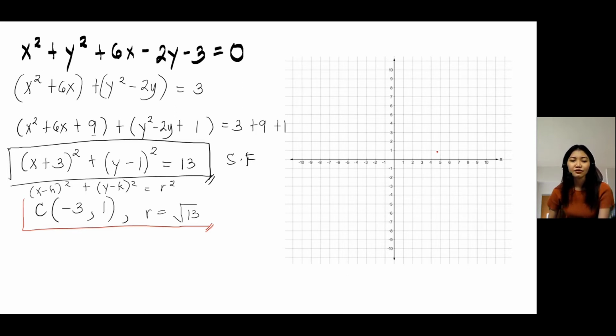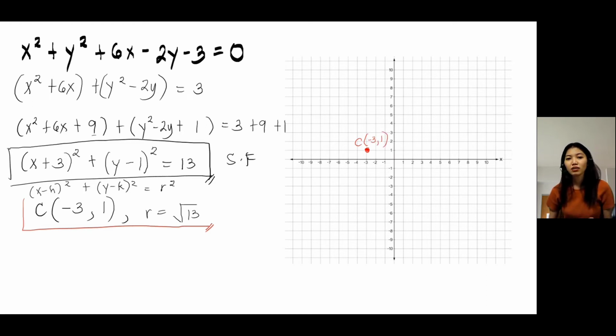So how can we graph this center and radius? Again, to graph the circle, first is plot the center. Our center is negative 3 and positive 1. So negative 3 kay x-axis and positive 1 kay y-axis. So negative 3, positive 1. So this will be the center. Don't forget to label with coordinates.